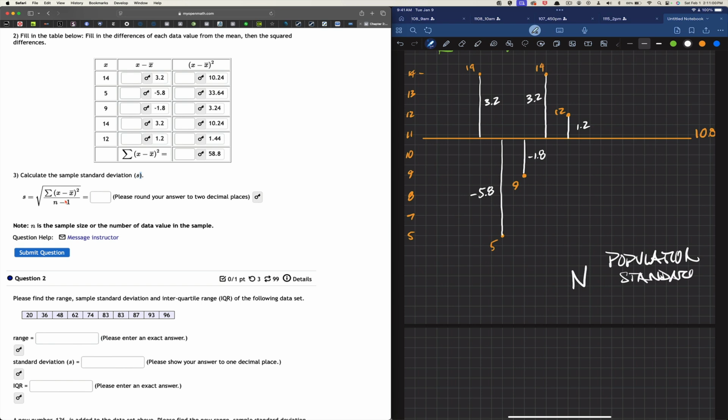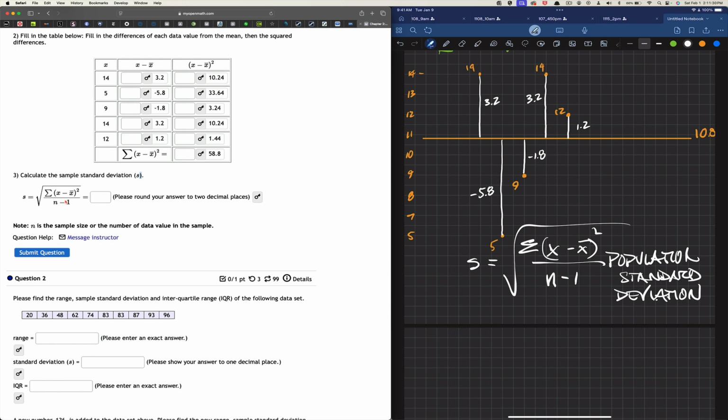And we don't need to differentiate so much right now, but I'm trying to be thorough. Population standard deviation is this, and for the sample standard deviation, we have to change this to an S. We have to change this to an X bar. We have to change this to a little lowercase n and then subtract 1. That's the sample standard deviation.